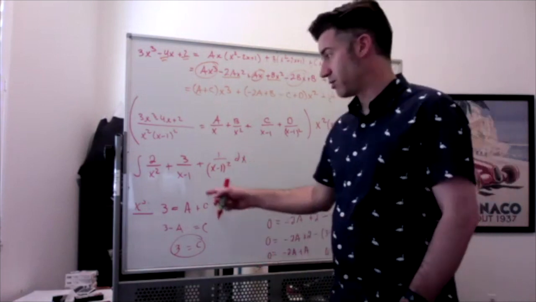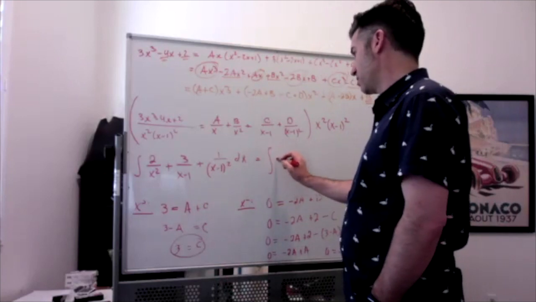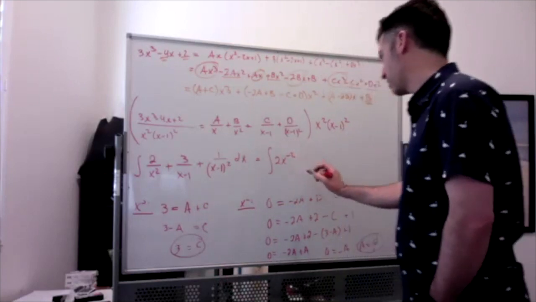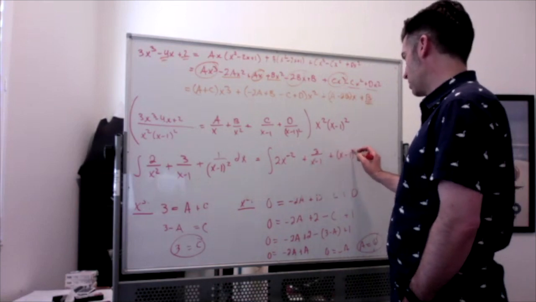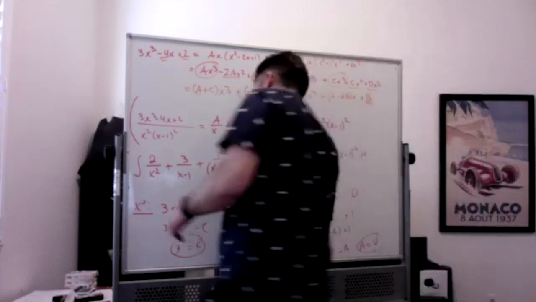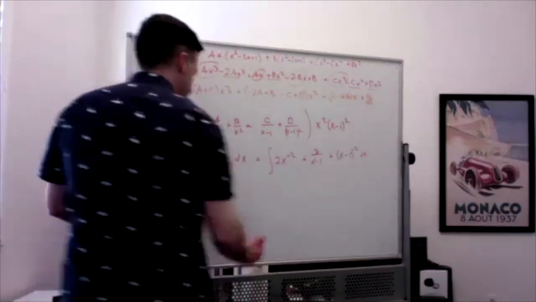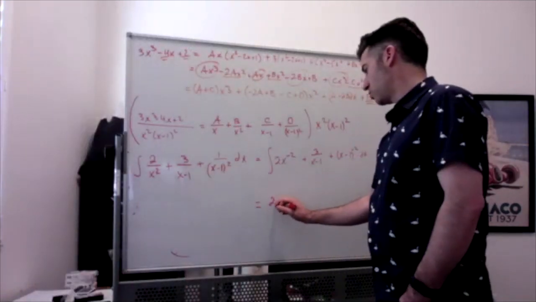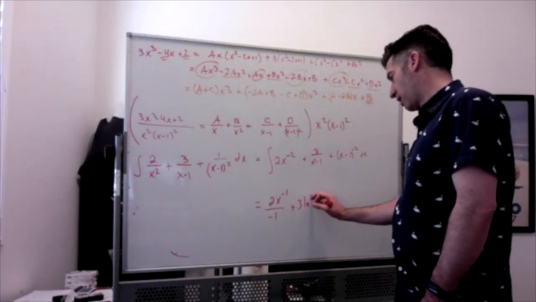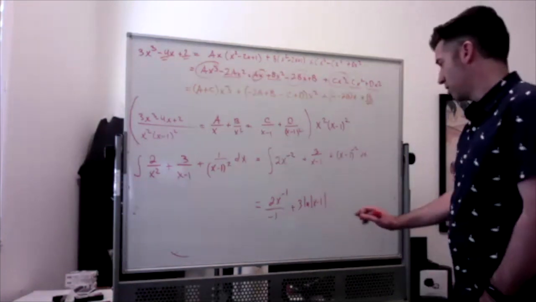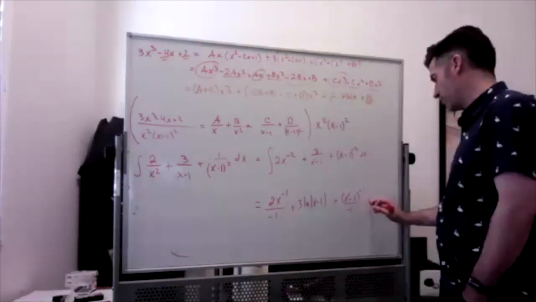So I would probably either rewrite or at least rethink of this. I would rewrite it as 2 times x to the negative second plus 3 over x minus 1 plus x minus 1 to the negative second. So then we end up with 2x to the negative first divided by negative 1 plus 3 natural log of the absolute value of x minus 1 plus x minus 1 to the negative first over negative 1 plus c.